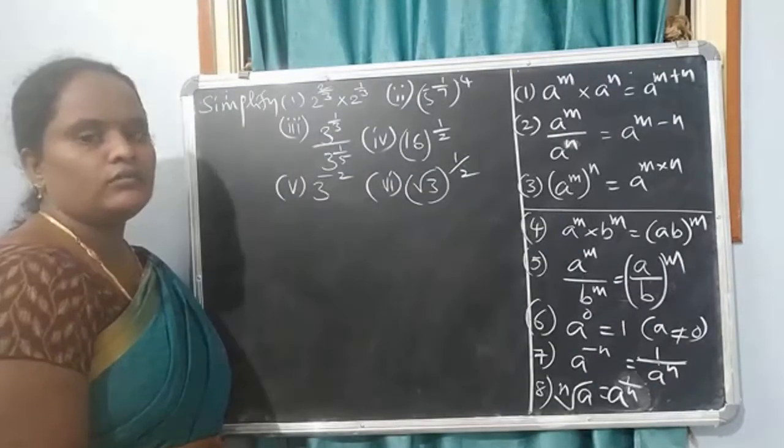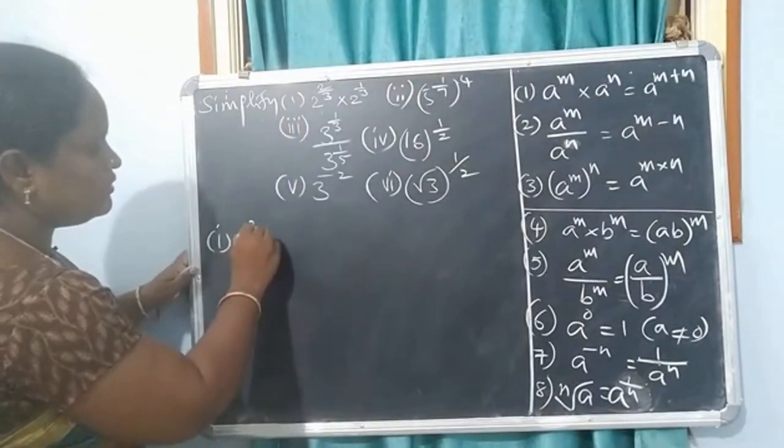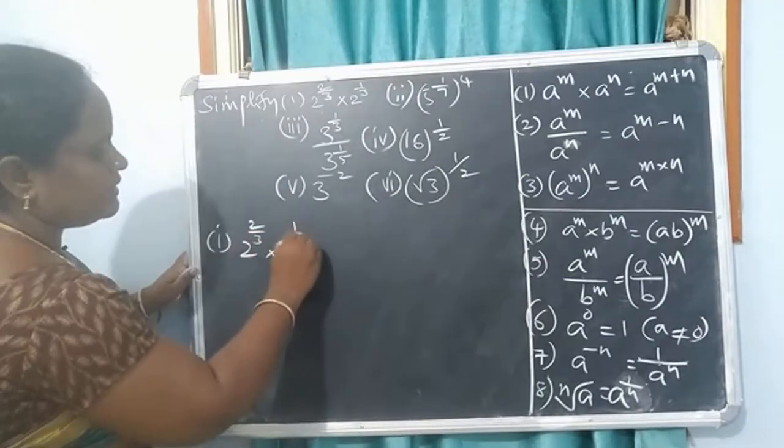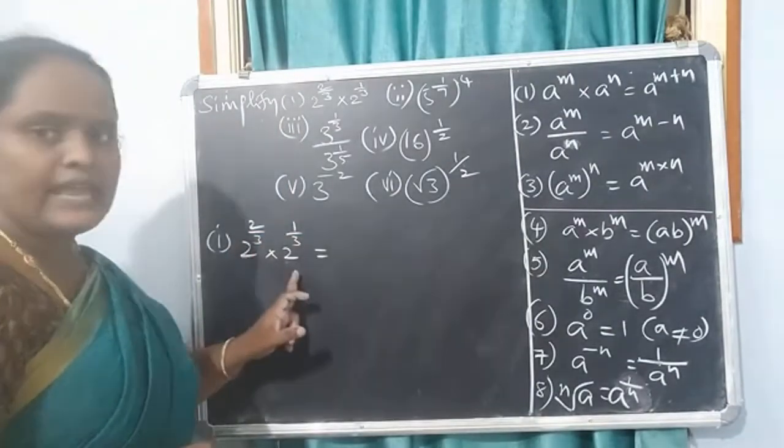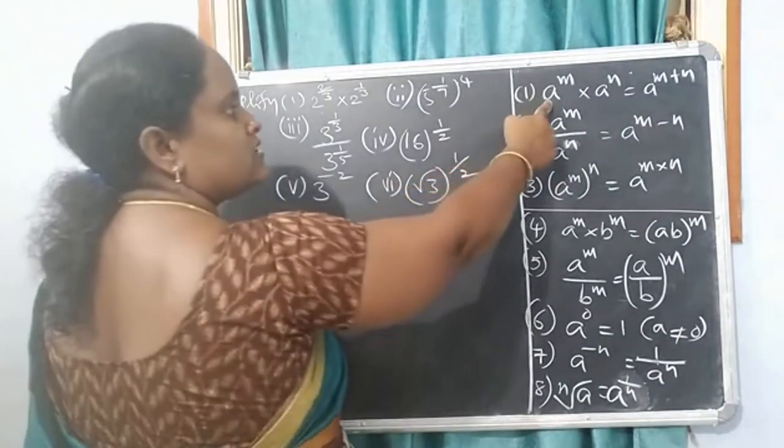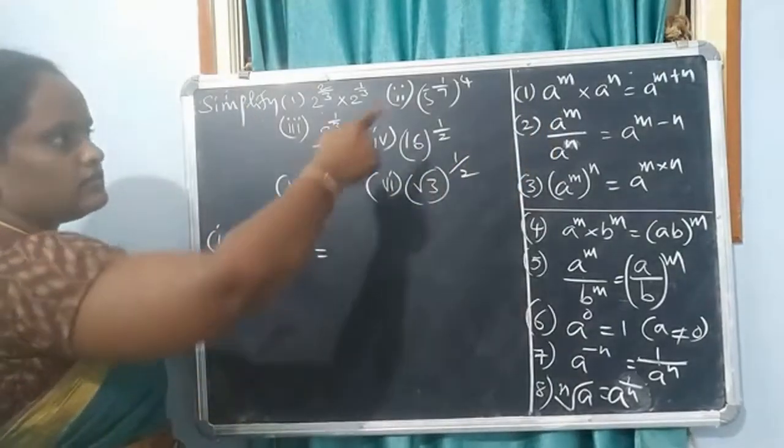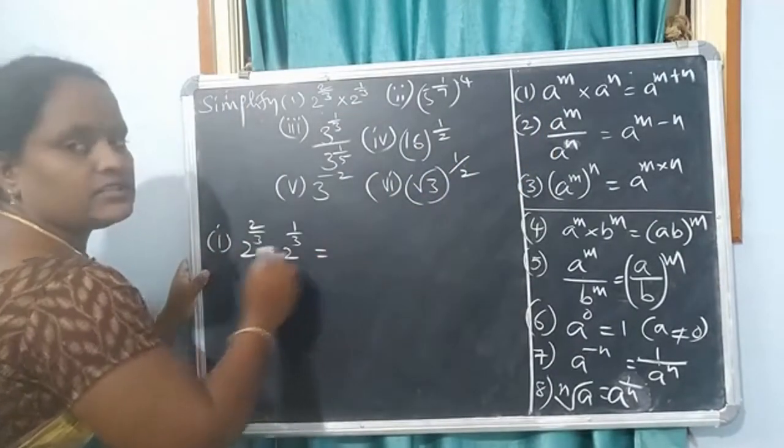Take a question now. For it simplified, first one: 2 power 2 by 3 into 2 power 1 by 3. We observe here it is with the same base. So same base means first formula. In between, multiplication is also there, so it is the first formula. So powers must be added.